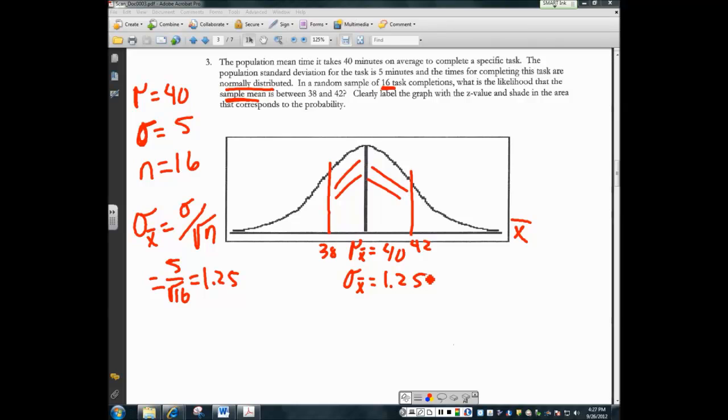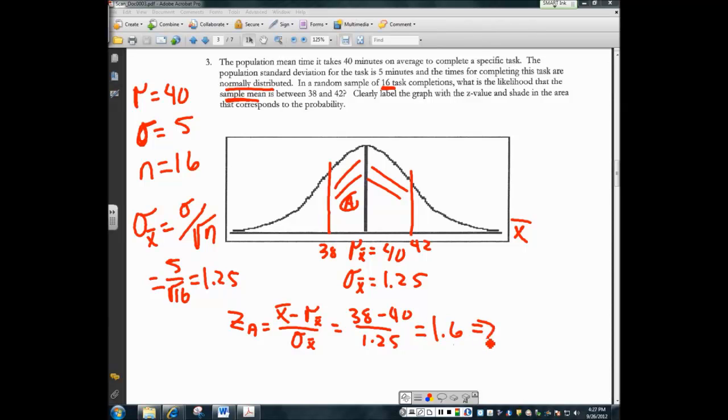So I'm going to call this area A. That's x bar minus the mean of the x bars over the standard error of the x bars. 38 minus 40 over 1.25, and that is negative 1.6. The area for that is 0.4452, just looking on the z table. And now I'll get area B. When I get that one, we'll just sum them together and have our answer.